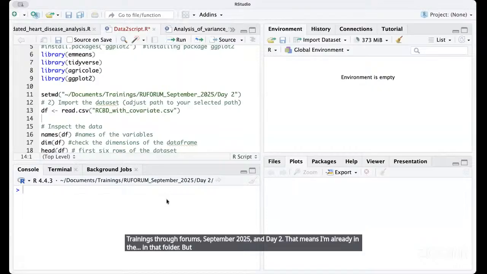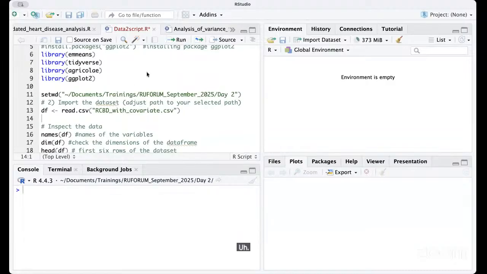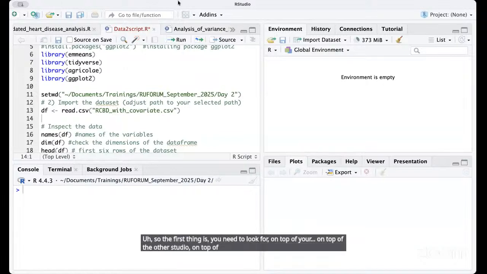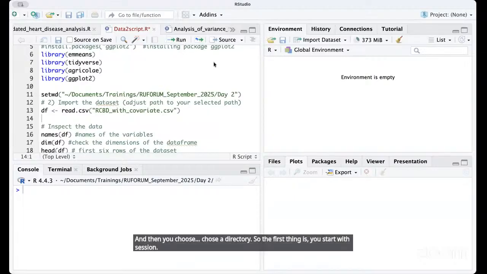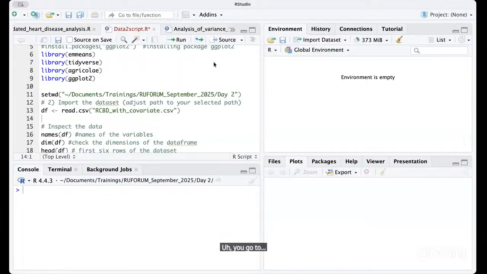But yesterday we showed you how to do that. The first thing is you need to look on top of RStudio, on top of your computer, for where it is written session. If you click on session, you choose set working directory, and then you choose a directory. So you start with session, you go to set working directory, and then you go to choose a directory.